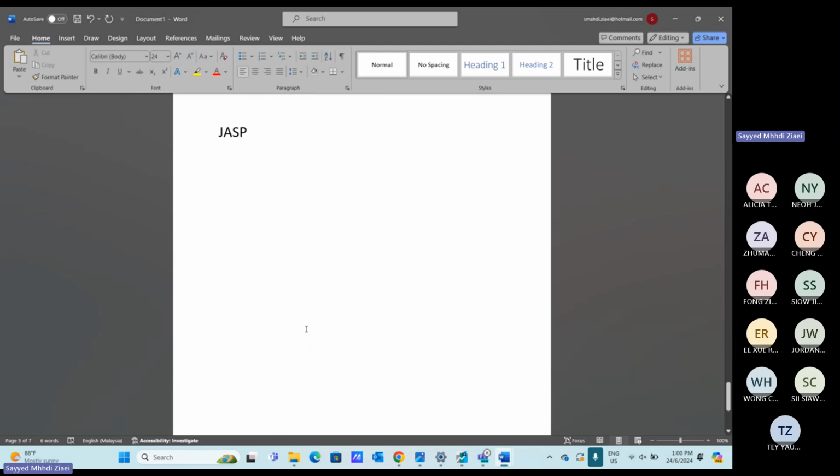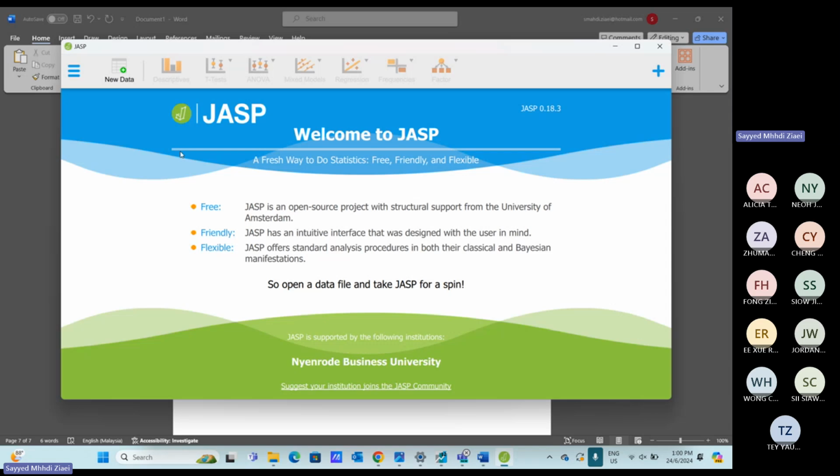Okay, the second software is JASP. It's free, it's good. Again, I do recommend that you use SPSS, but I'm not rich enough to buy SPSS, so I use this JASP. JASP is software that's created by the University of Amsterdam. It's free of charge, no charges, so you can use it. The download link is provided.